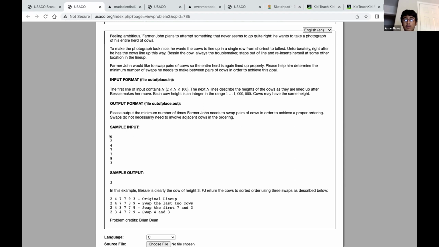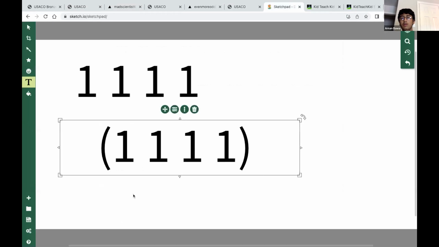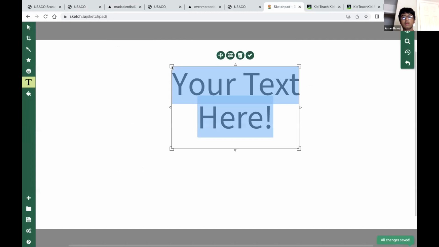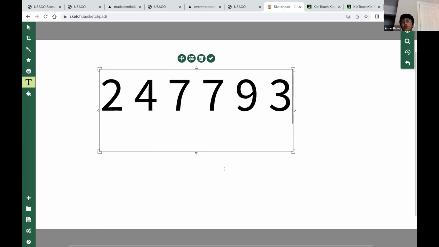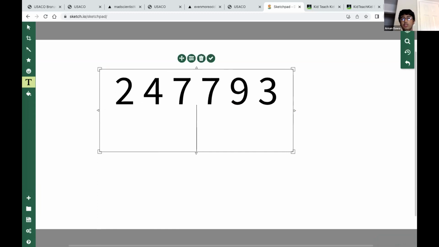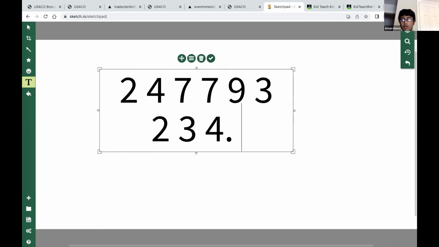So the first input that we get is the number of cows, which is 6, and we have the height of the cows in order. So this is the original lineup, and I'll copy paste that so we can talk about it. Okay, so this was the original lineup. And remember that when Farmer John started out, it was already sorted. So if we sorted this array, this is what it should look like. It should be 2, 3, 4, 7, 7, 9.